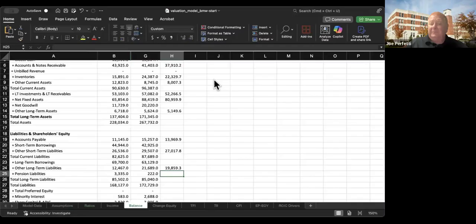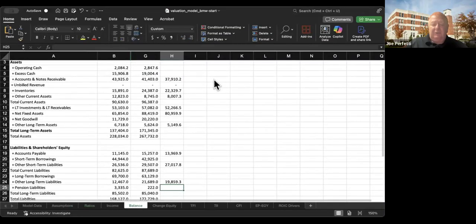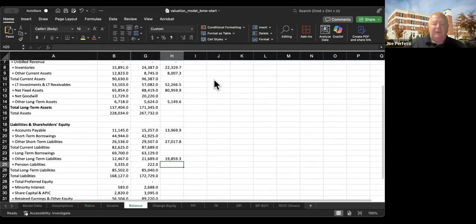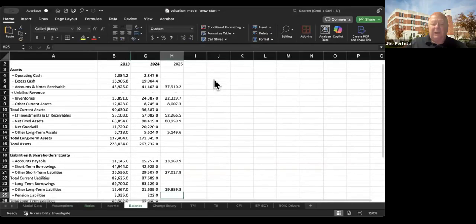Now, so that's all of them. But these are the ones that are key because these are the kind of operating items that are important to our forecast. Now, I'm going to show you how to then finish up the balance sheet so that it balances automatically in a forecast without a circular reference.